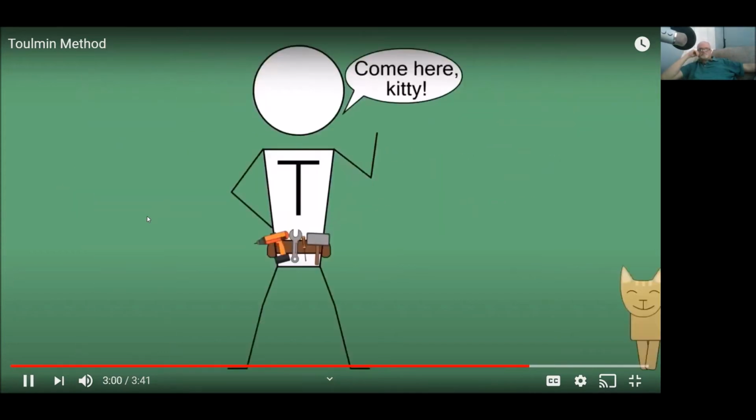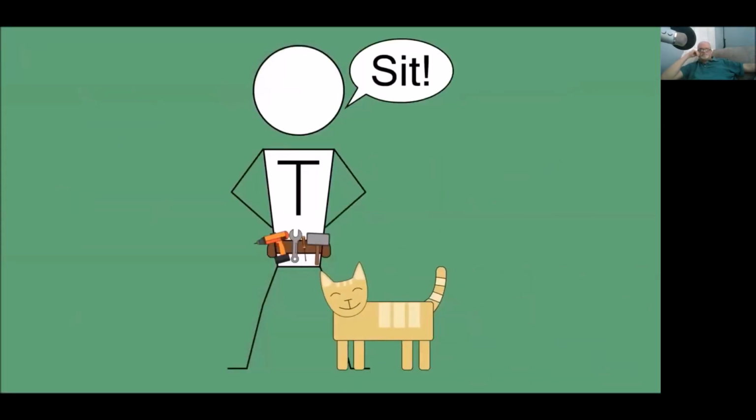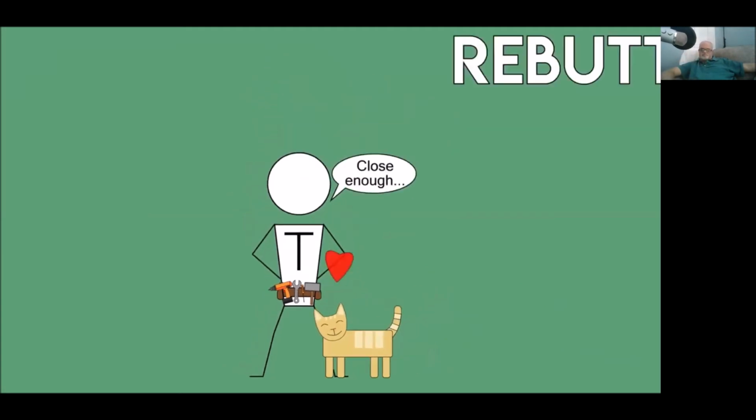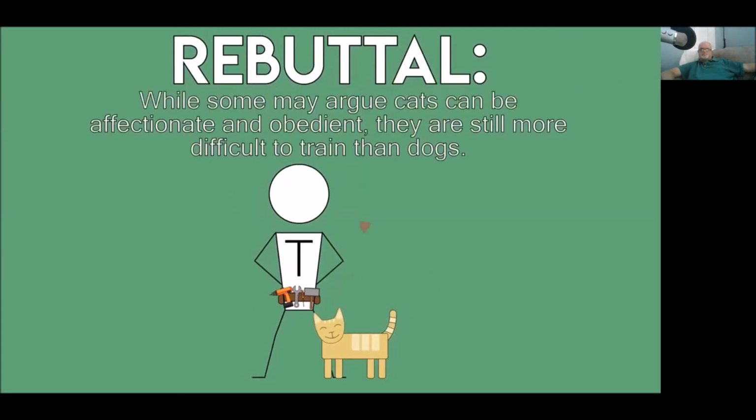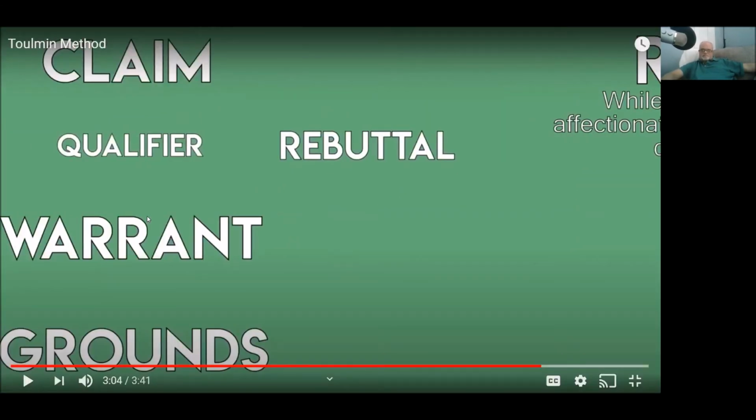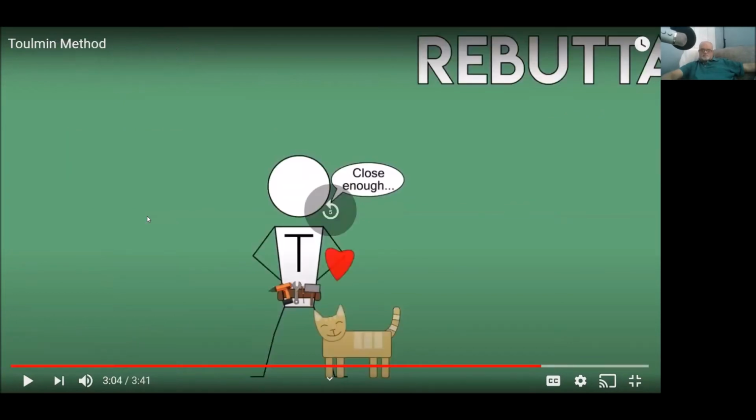For example, while some may argue cats can also be affectionate and obedient, they are still more difficult to train than dogs. Now we have acknowledged that dogs. Okay, I'm going to play that again. Some may argue. That's the rebuttal.